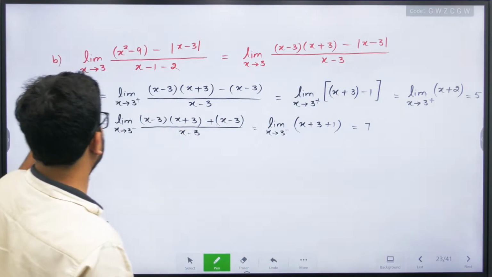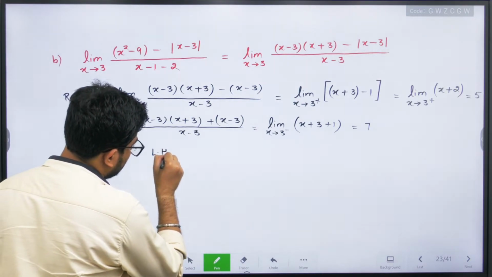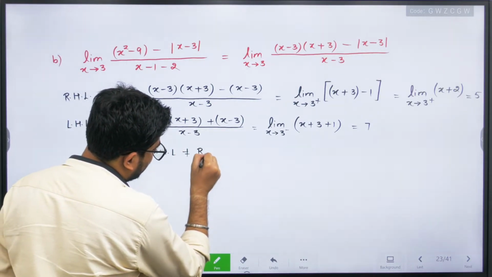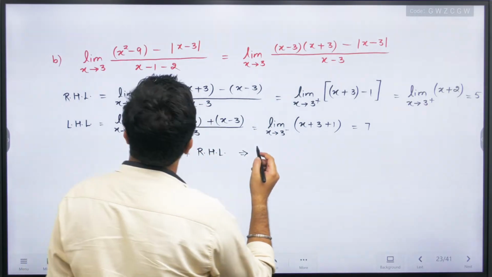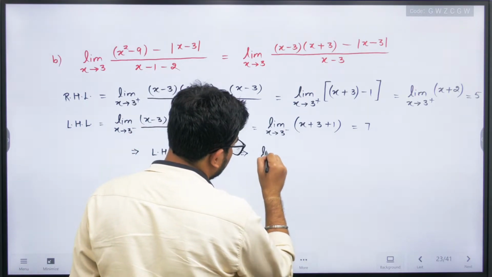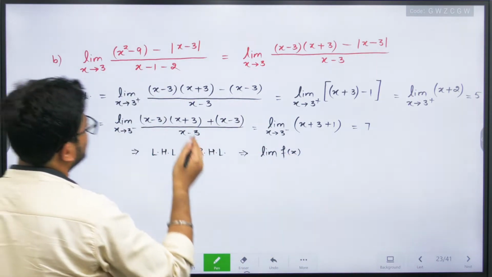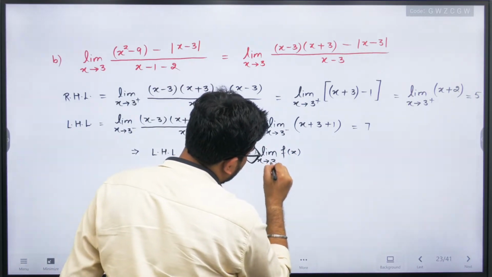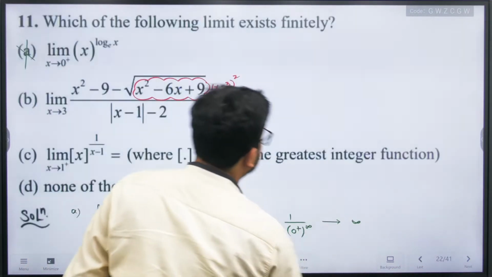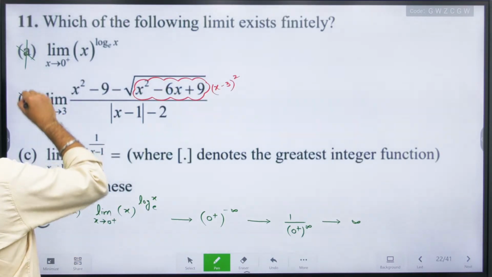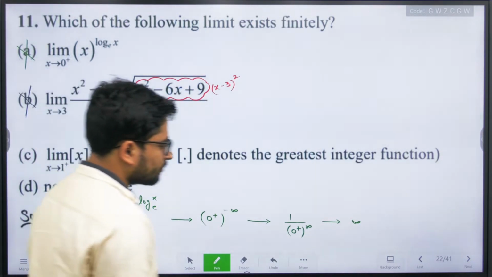So here LHL and RHL both are distinct. So from here you can say LHL is not equal to your right hand limit. So from here you can say limit does not exist. Limit of your given function whenever x tends to 3 does not exist. Okay, so B is not the correct one. Now let's observe the C part.